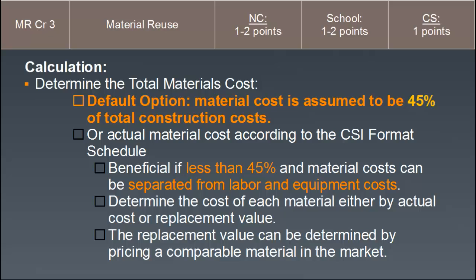So the ideal is to use your actual material costs according to the CSI format schedule. Once again, calculating along the way throughout the submittal process, such as in your master submittal log with the calculator, is critical. That is what our GBIM software does. It's important to come up with your own method if you don't have a tool. So you want to determine the cost of each material either by actual cost or replacement value. And the replacement value can be determined by pricing a comparable material in the market.